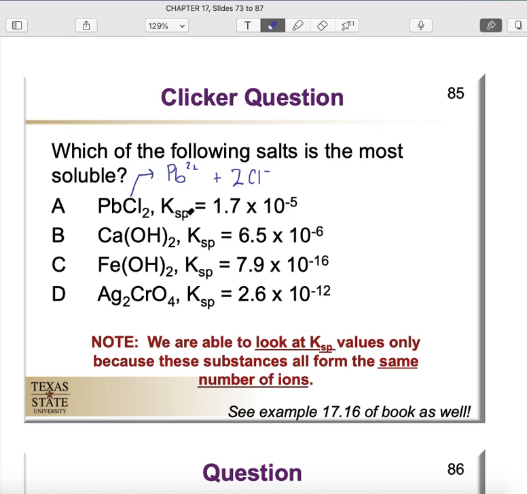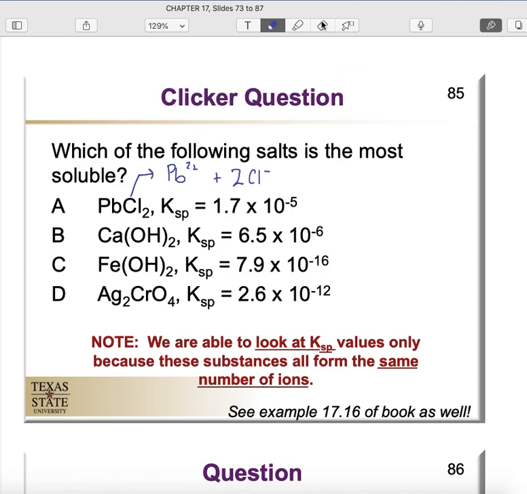Because we have the same number of ions from all of these 4 compounds, we are able to simply compare the KSPs of one another, and based on that determine which one is the most soluble. Now let's think about, do we want the highest KSP or the lowest KSP? Remember that since the KSP tells you how much concentration of the ions have dissolved, the higher the KSP, the higher the solubility. In this particular case, we are looking for the most soluble, which means we are looking for the one that has the highest KSP.